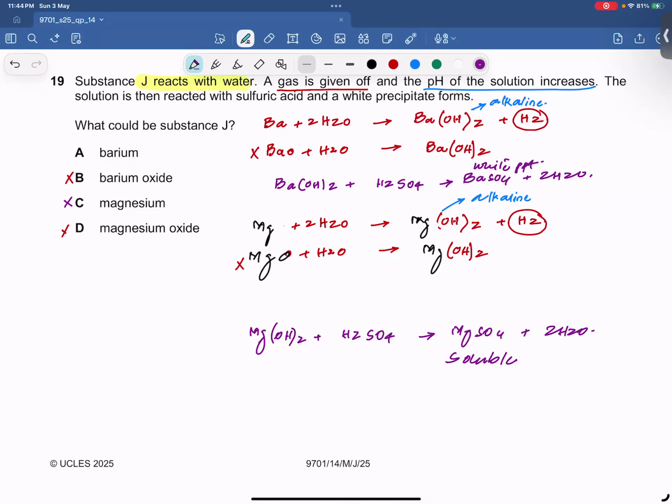incorrect, and therefore A is going to be the right answer because मुझे A से precipitates मिल रहे हैं. ठीक है? Examiner ने यहाँ कहा है white precipitates form. So white precipitates सिर्फ और सिर्फ barium hydroxide के मिल रहे हैं मुझे. Sorry, barium sulfate के. Next question.